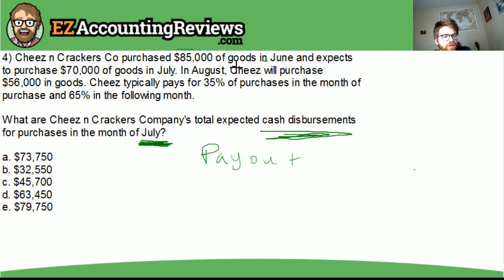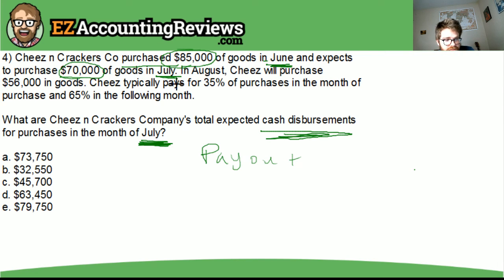Now, let's take a look at some of these numbers and keywords, okay? So this company purchased $85,000 of goods in June, okay? And they expect to purchase $70,000 of goods in July. All right? Now, those are the two important months, right? Because July is when you have to figure out how much do you pay in that month.